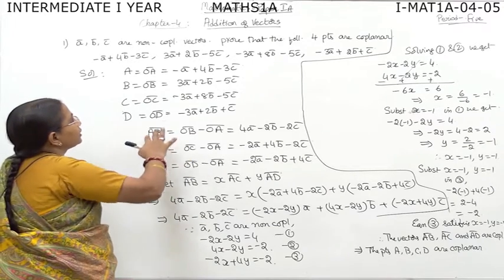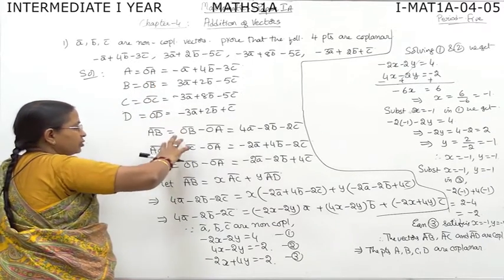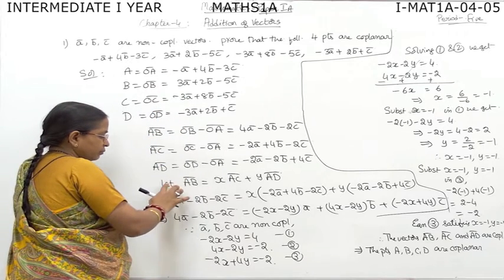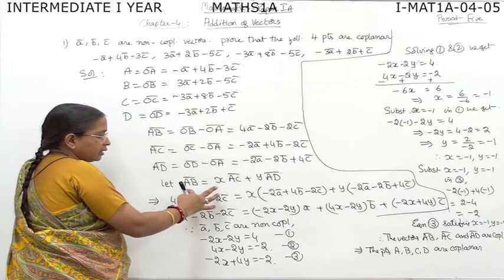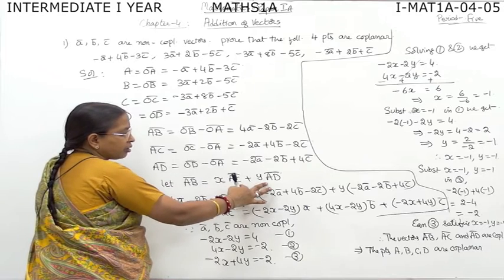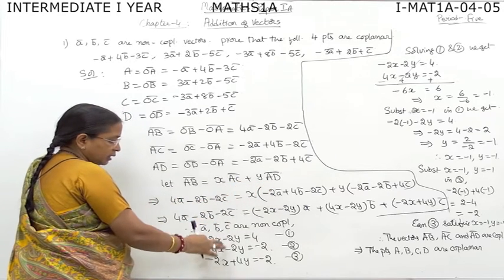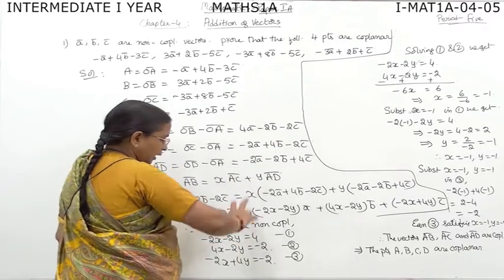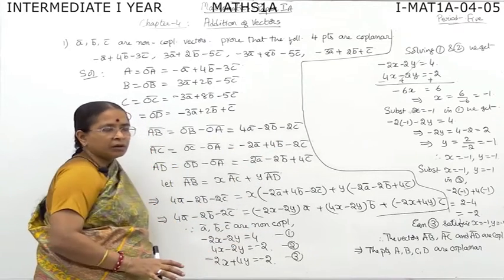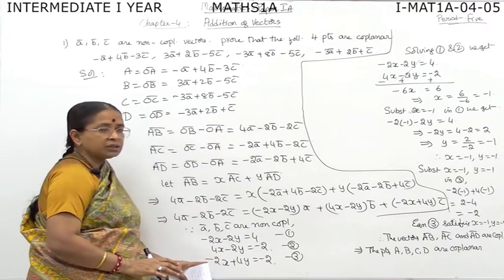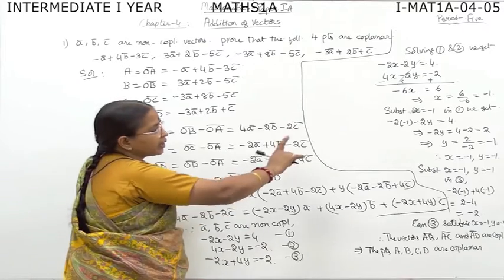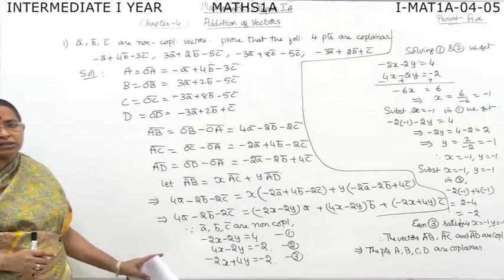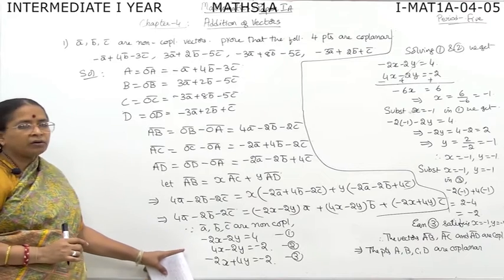So this is one method. We'll use the basic principle. You are given 4 points, convert them to 3 vectors like this, and then take one vector as the linear combination of the other 2 vectors like this. Equate the coefficients of like vectors on both sides. Take any 2 equations, don't take all the 3. Solve them completely, find x, y, substitute in the third equation. If the third equation is satisfied, then they are coplanar.